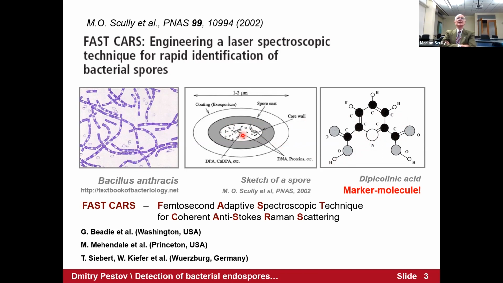Roughly 1 photon in 10 to the 10 is converted from the incident laser to Stokes, downshifted, redshifted. And that means that it takes about 5 minutes to take a sample of, say, 10 to the 10 spores and get a discernible signal. So we're able to beat that rap by using coherence. And in particular, it's important that we have a new technique, not just coherent Raman, but femtosecond adaptive spectroscopic techniques, fast CARS. This view graph was made up by one of our students, Dmitry Pestov.